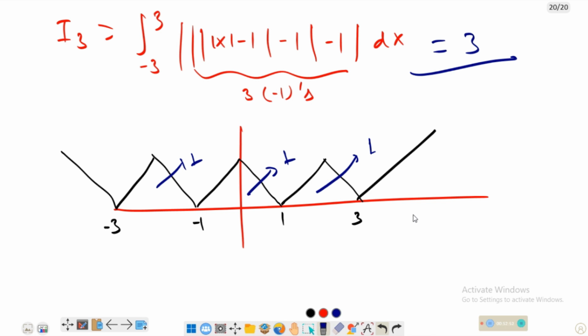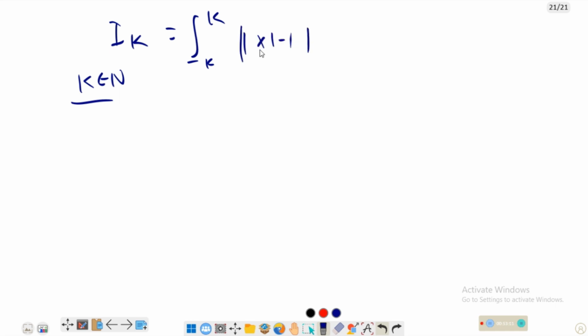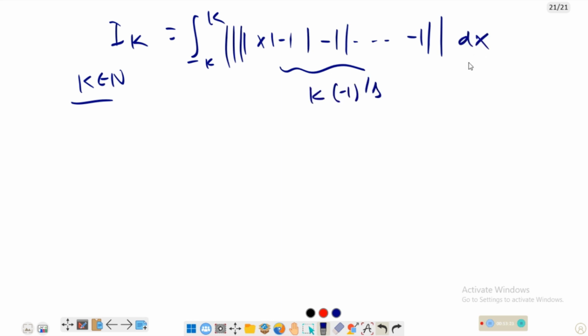Similarly, if we draw ik, like ik is like that, with k belonging to the natural numbers: mod x minus 1, then mod minus 1, complete mod, dot dot minus 1, k minus 1s, dx. So there are two cases.